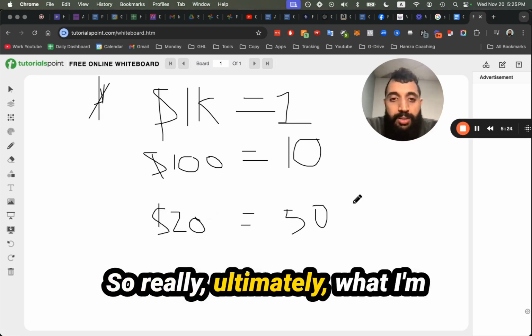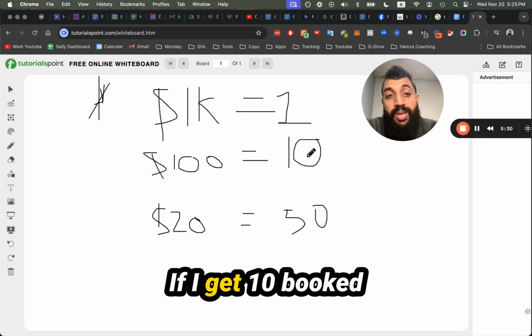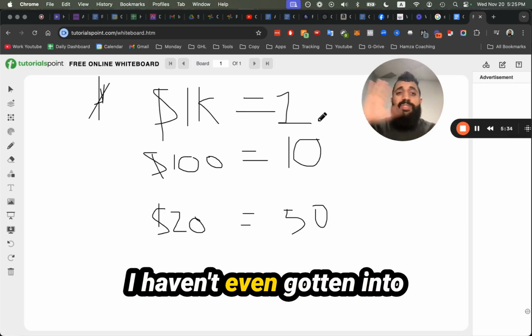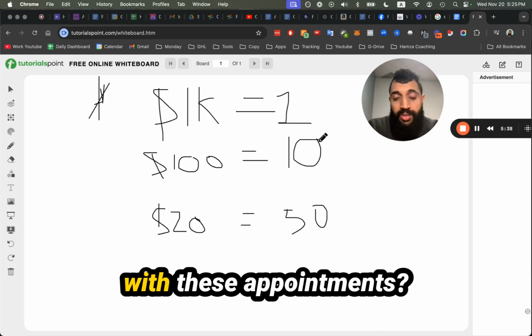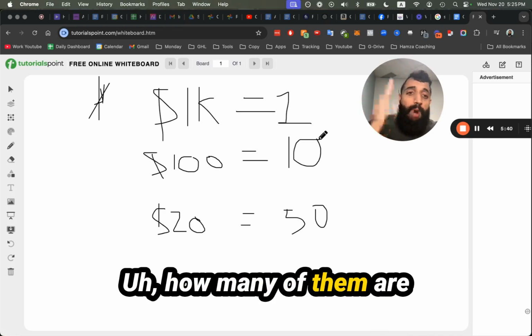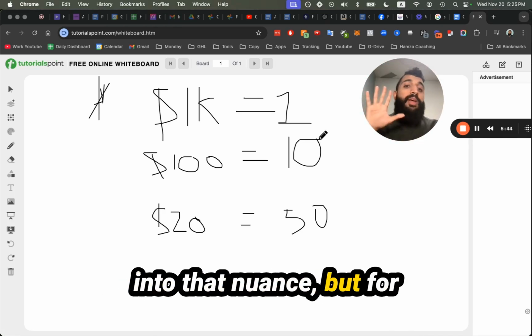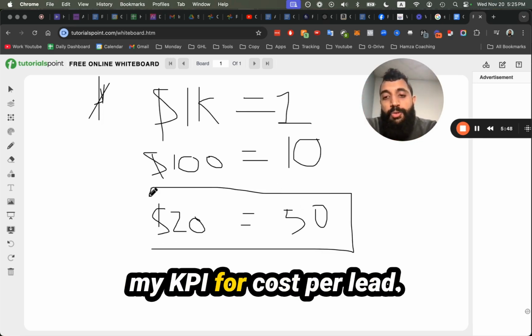So really, ultimately, what I'm trying to get to over here is that if I generate 50 leads, I'll get 10 booked appointments. If I get 10 booked appointments, I'll close 1 deal. This is very simplistic math. I haven't even gotten into the attrition of how many people show up with these appointments, how many of them are unqualified versus qualified. I haven't even gotten into that nuance. But for simple math, let's say $20 is my KPI for cost per lead.